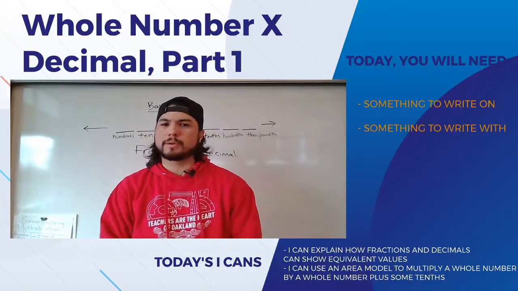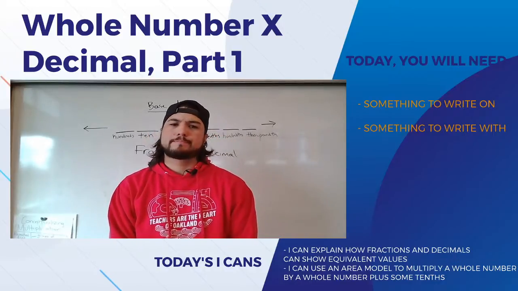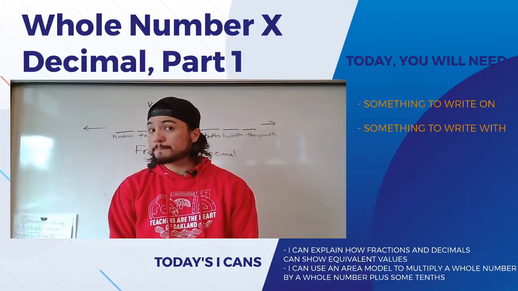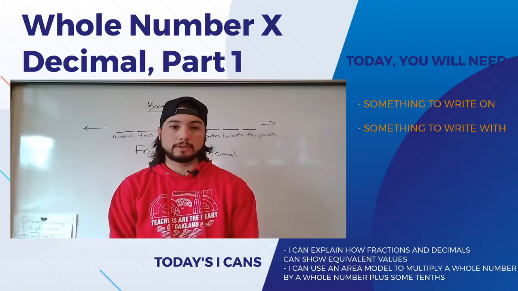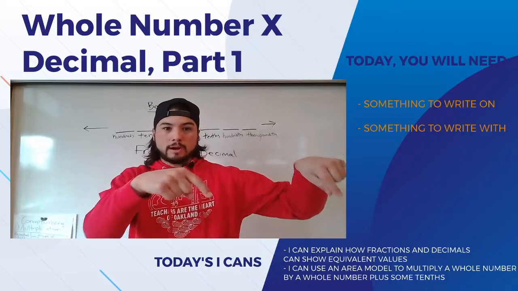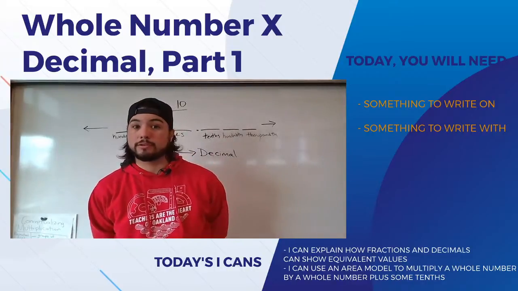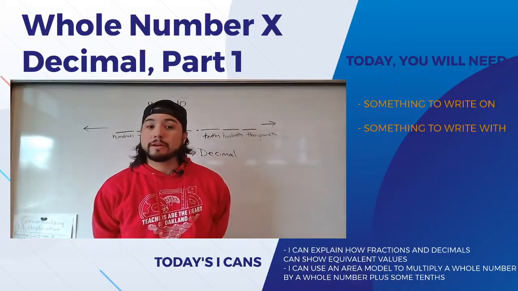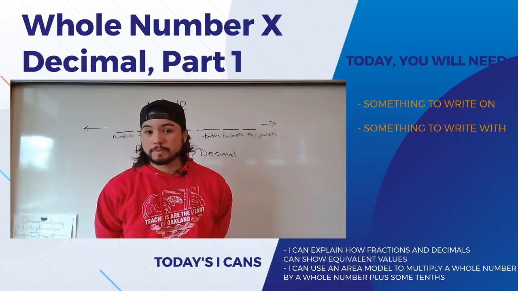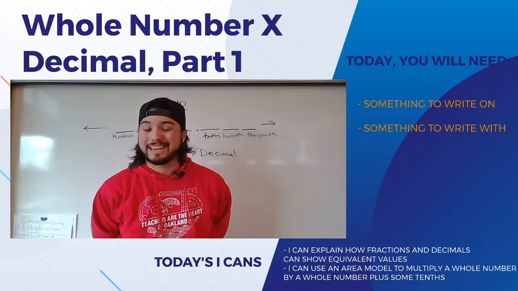As usual, something to write on, something to write with, notebook and pencil, or whiteboard and marker. Okay, don't just sit there and do this in your head. It's a lot harder that way. And then our I cans are down here. I can explain how fractions and decimals can show equivalent values, and I can use an area model to multiply a whole number by a whole number plus some tenths.